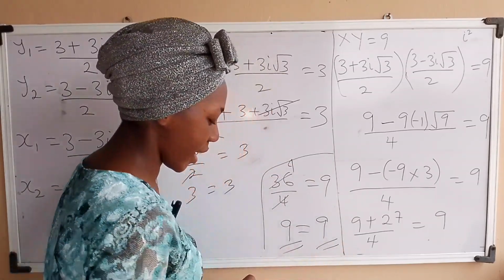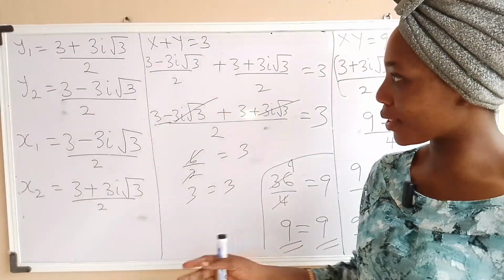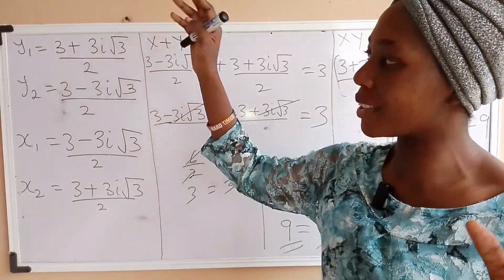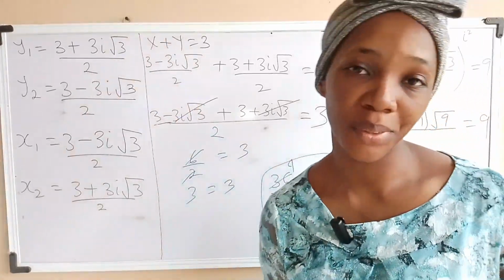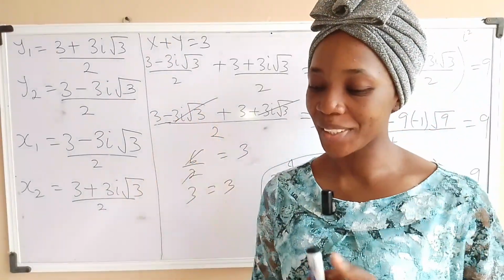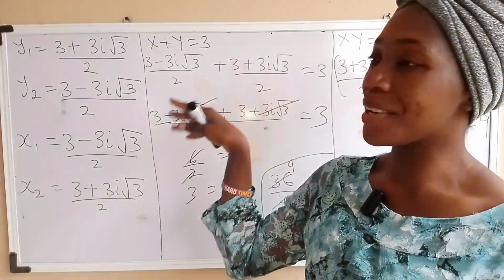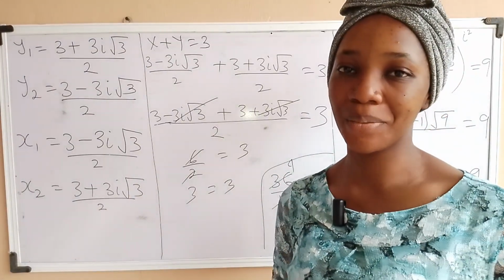So can you see that the values for x, y, x1, y1, y2, whatever, all of them are very correct. So that has brought us to the end of today's very awesome mathematics, Olympiad maths.